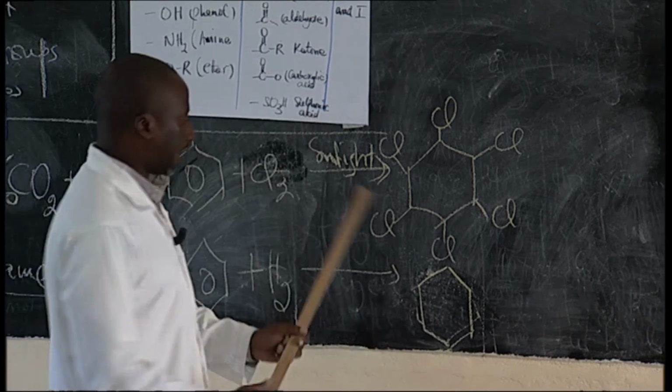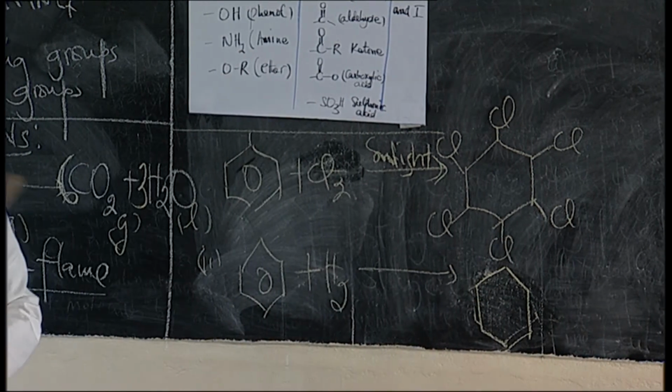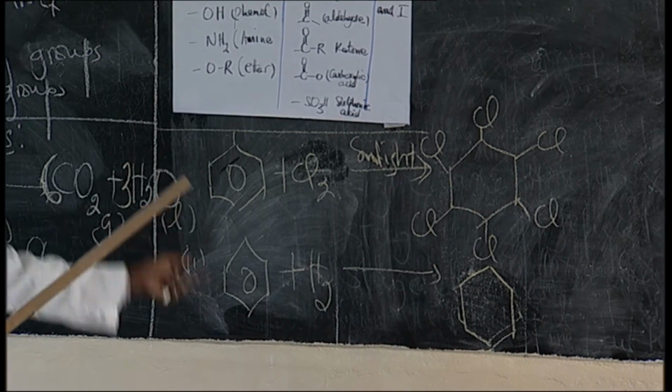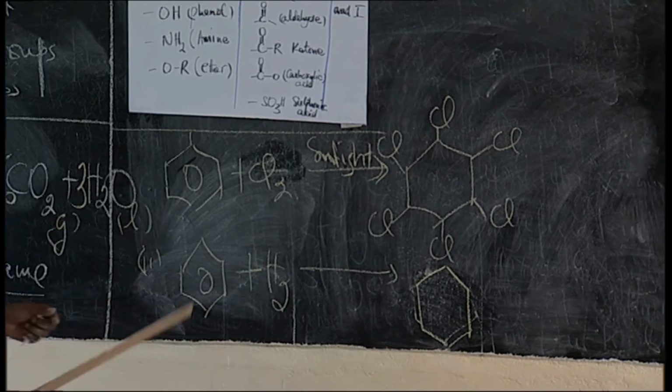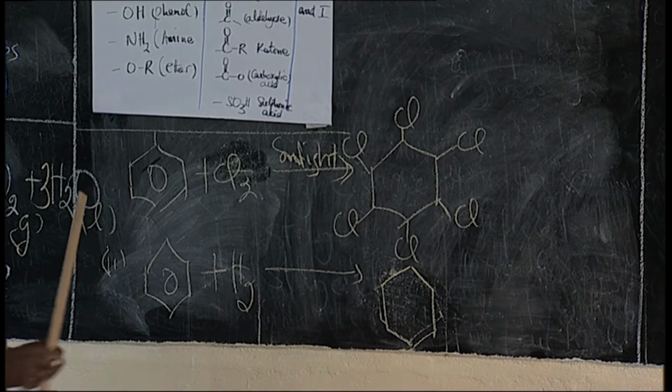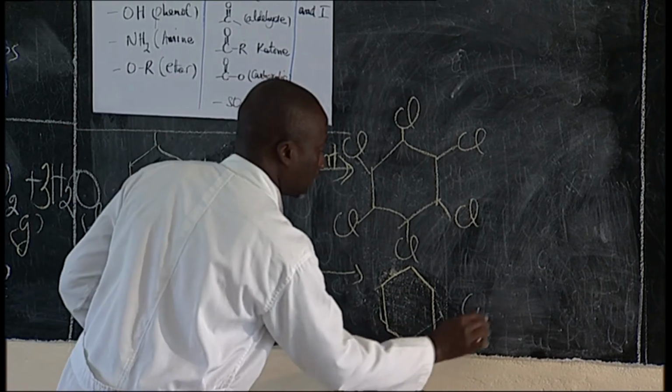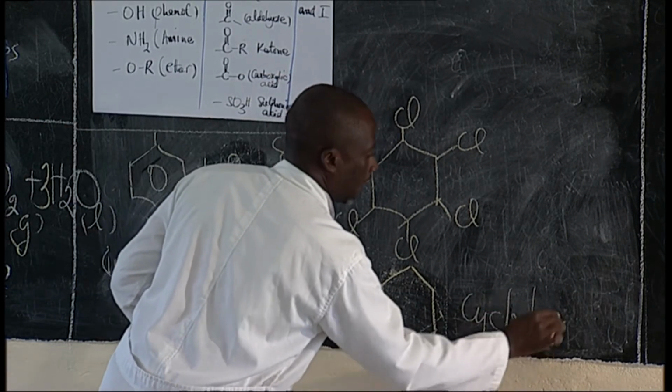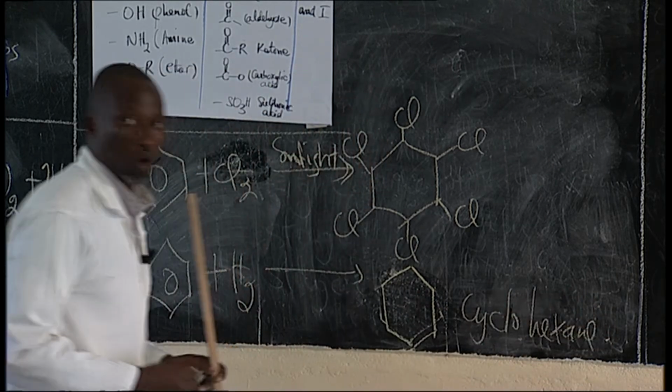This is a cycloalkane. It doesn't have... So this reaction also involves the destruction of the delocalized system of the benzene ring. This is cyclohexane. Cyclohexane. This is an alcohol.